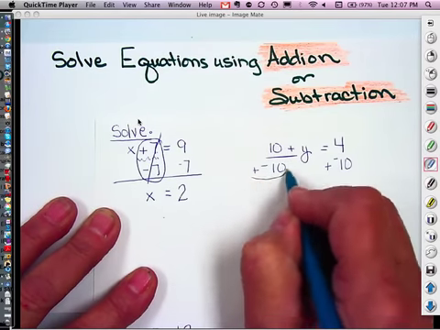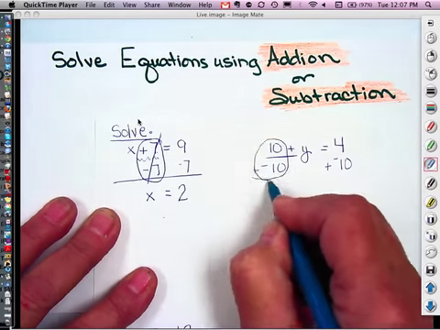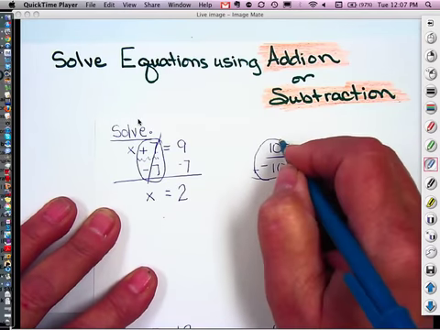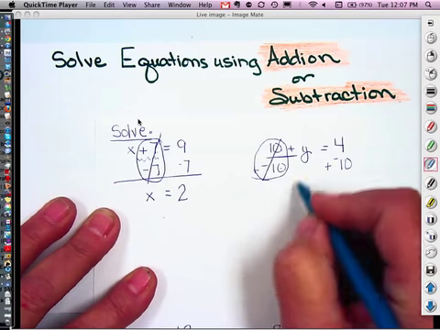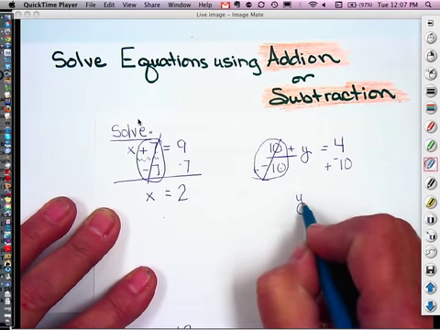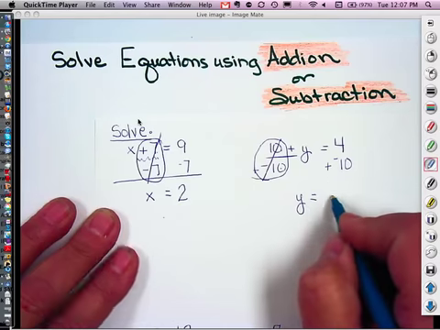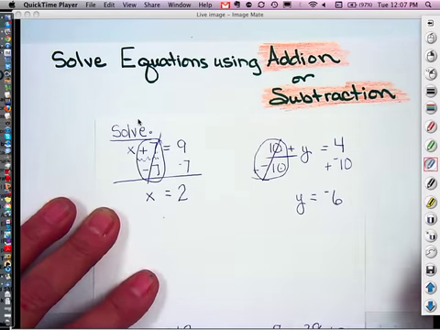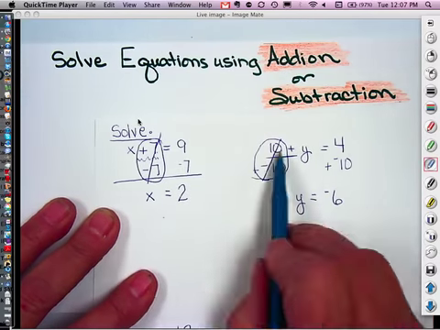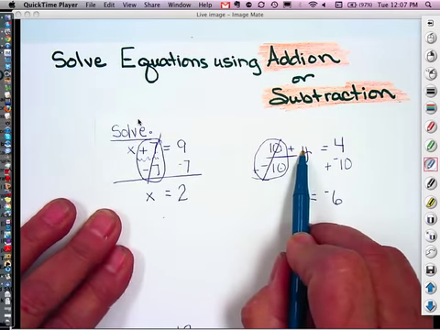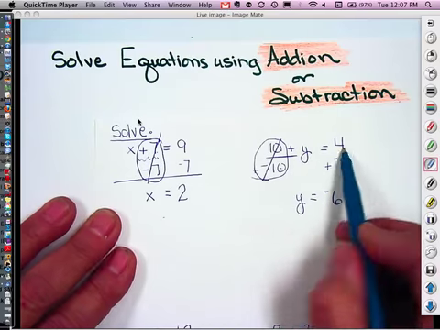Again, I'm going to verify, did I really create a 0? 10 plus a negative 10 is 0. So when I simplify, I have y is equal to, on the right side, 4 plus negative 10, negative 6. So we're going to go ahead and check that again. 10 plus negative 6 is, in fact, 4. So I have the correct answer.